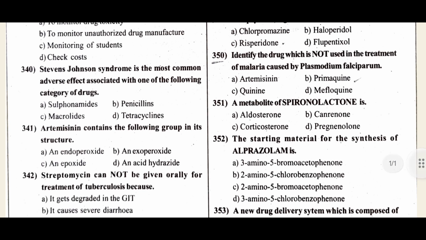Next, Stevens-Johnson syndrome is the most common adverse effect associated with one of the following category of drugs. Option A sulfonamides, option B penicillins, option C macrolides, option D tetracyclines. The correct answer is option A, sulfonamides. Stevens-Johnson syndrome is the most common adverse effect of sulfonamides.